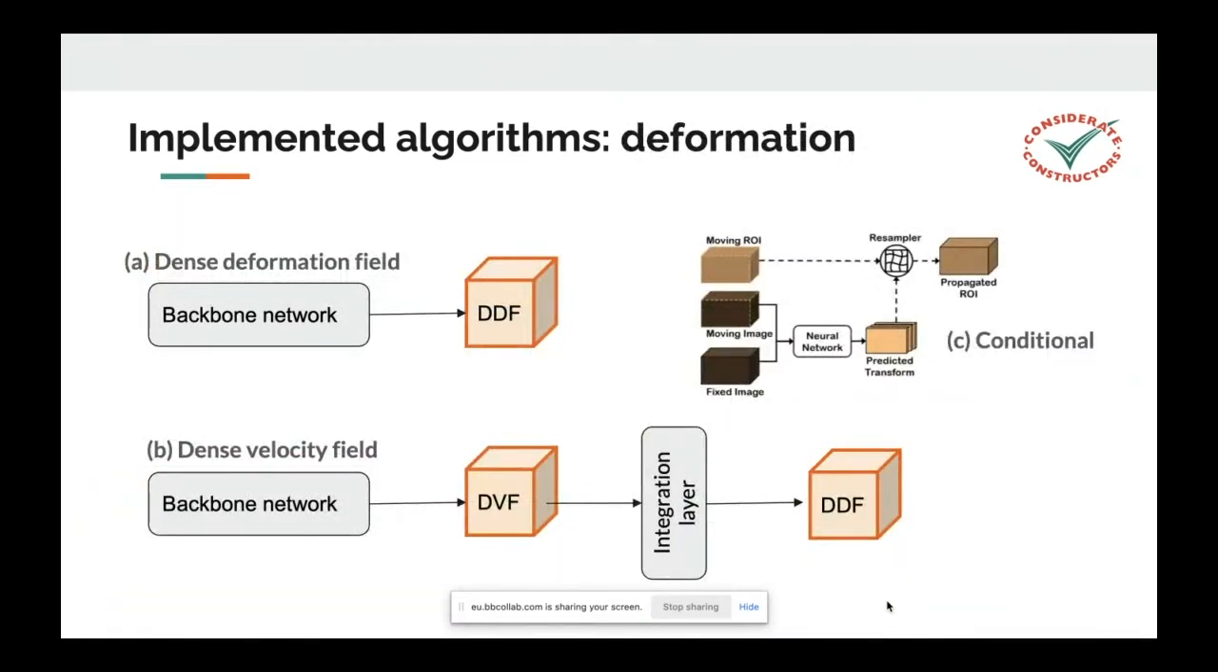So the output of the backbone network will go through a deformation model. We have 3 different models, apart from the affine transformation that I already mentioned. First of all, the backbone network directly outputs the dense deformation field that will align both images. Then we have a stationary velocity field strategy, for which the backbone network outputs a dense velocity field that we will integrate to a dense deformation field. And finally, we have a conditional strategy for which we predict targeted transformation for regions of interest. And finally, next slide.